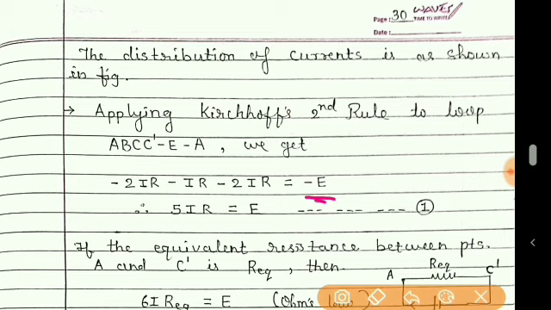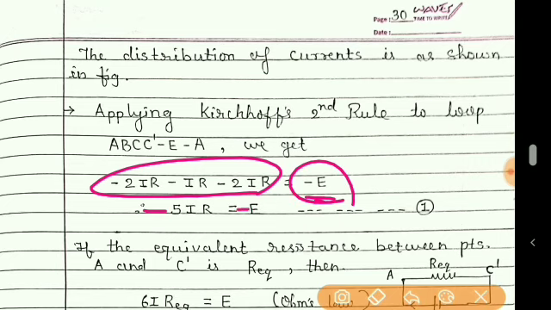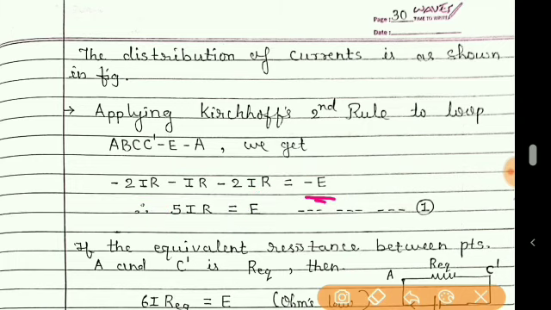So we have applied this Kirchhoff rule. Adding this, we'll get minus 5IR, and here it is minus E. Both the side negative, they will cancel out, and so we'll get 5IR is equal to E. Let us give this equation number 1.